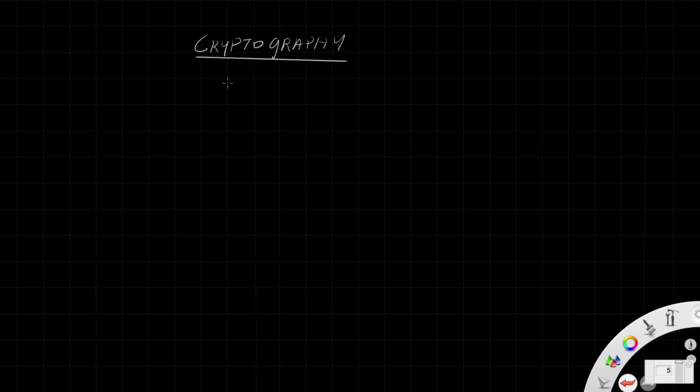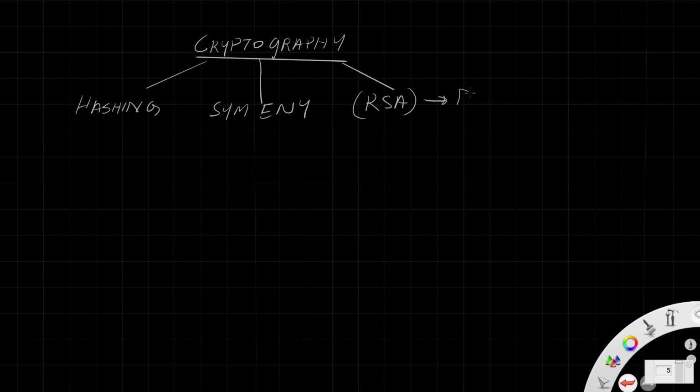So inside cryptography, we have discussed the hashing. Then we have discussed symmetric encryption. Then we have discussed RSA and a related concept called DH.